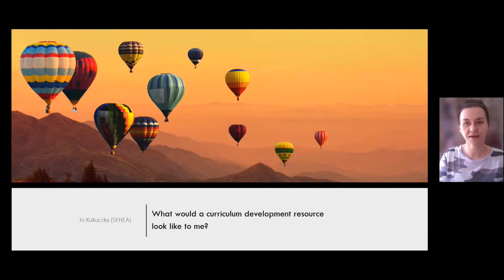Hello, my name is Jo Kukuczka, and this presentation is about developing a self-guided resource to support academic colleagues in reviewing and developing curricula. The key question here is, what would a curriculum development resource look like to me?